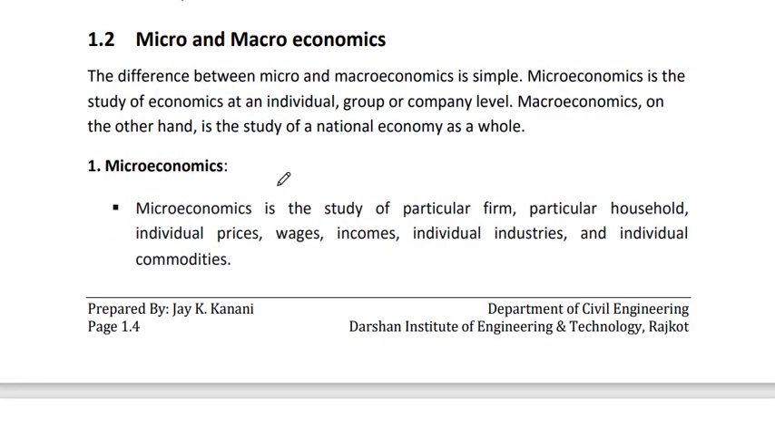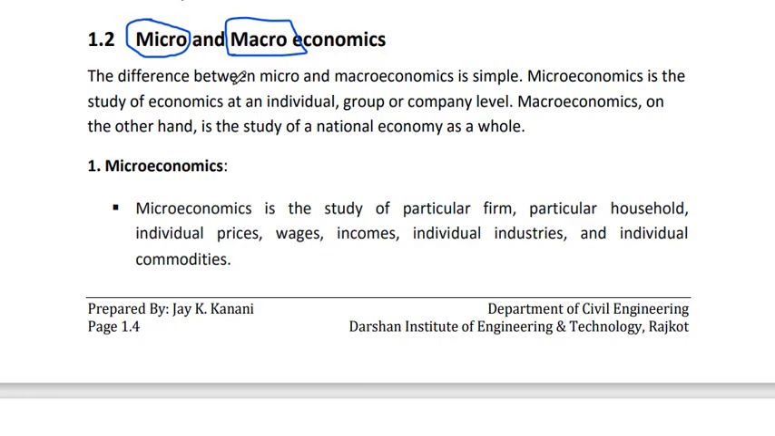In today's lecture we will discuss micro and macro economics. There are basically two types of economics. One is micro and one is macro. Micro means small, at a small scale, and macro means at a large level, large scale. The word itself says micro means small and macro means large.